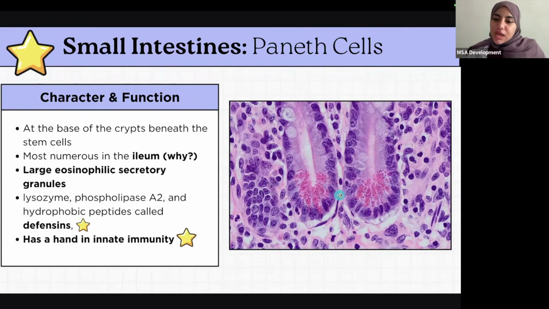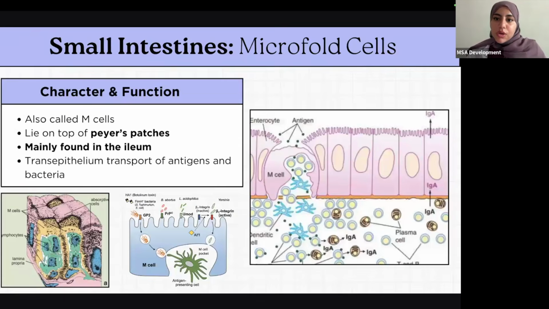Okay. Now, there's something called M cells or microfold cells, and they lie on top of Peyer's patches, and you don't know what that is right now, but I'll explain it later, inshallah. They're also mainly found in the ileum, and they also play a part in innate immunity. So the ileum plays a big part in immunity to protect our body from the bacteria that basically lives in the colon. So this is all it is.